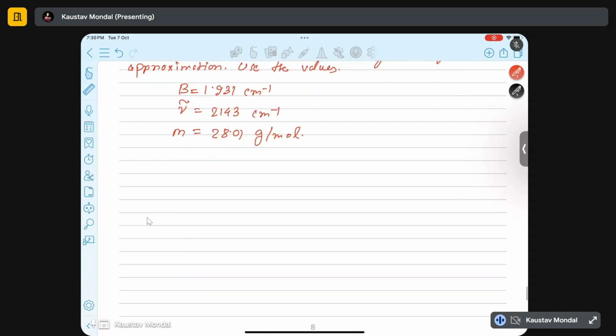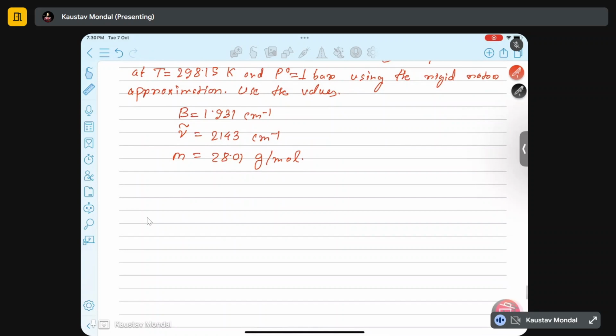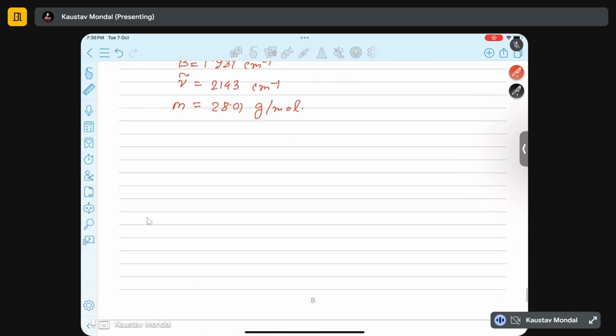Okay. So these are all the things given. Since it's standard state, the pressure is 1 bar, and the temperature is given. The other constants, that is Planck's constant, Boltzmann constant k, and the ideal gas constant, we already know their values, right? So let's now do the problem.